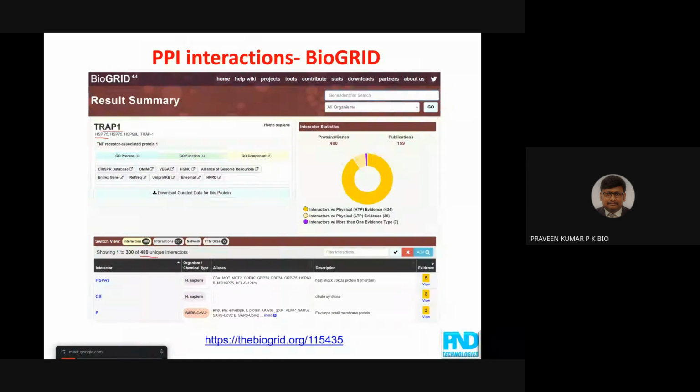Around 480 interacting proteins are available for this TRAP1. And what are the interacting proteins? This is protein 1, protein 2. Like this, we can see this information of the proteins and we can also see their interaction, expression, etc.